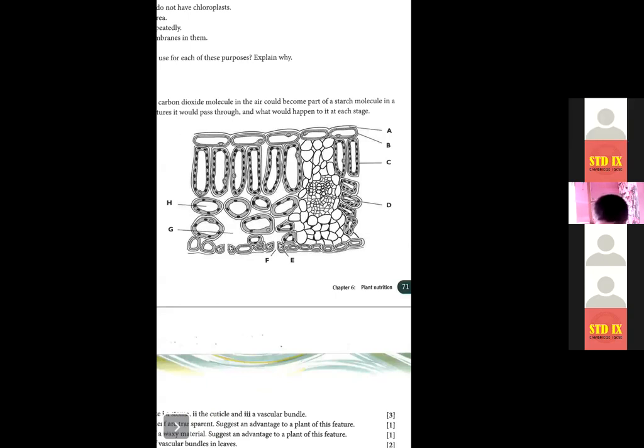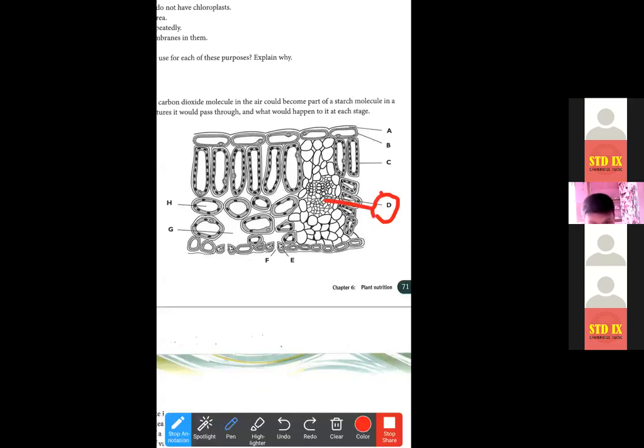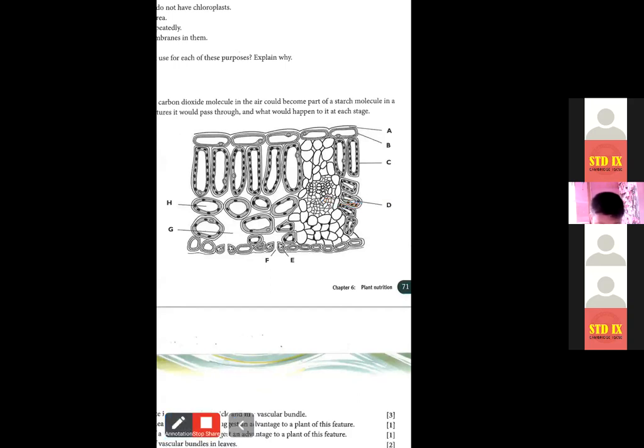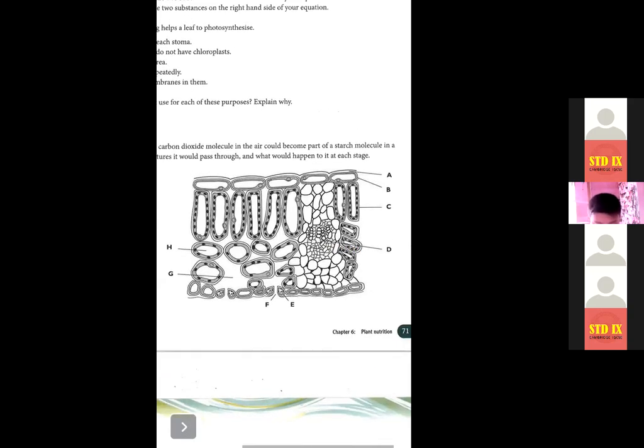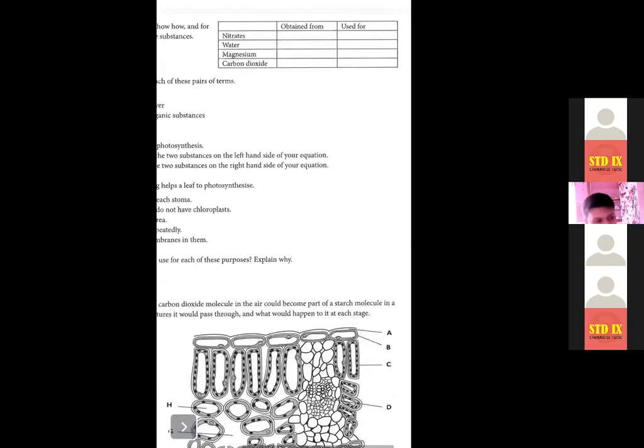Ma'am, I have a question. Yes, tell it. How do we know which are xylem vessels and phloem vessels in the diagram? In this diagram, as it is in black and white, you can see that the difference cannot be seen properly. But in the picture that you have seen in your book, just a second, let me show you this. That's why we have seen the difference between them. See, here you can see, understand?